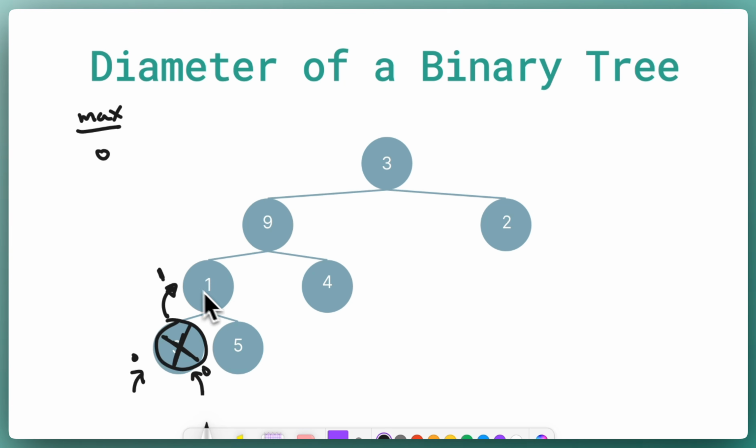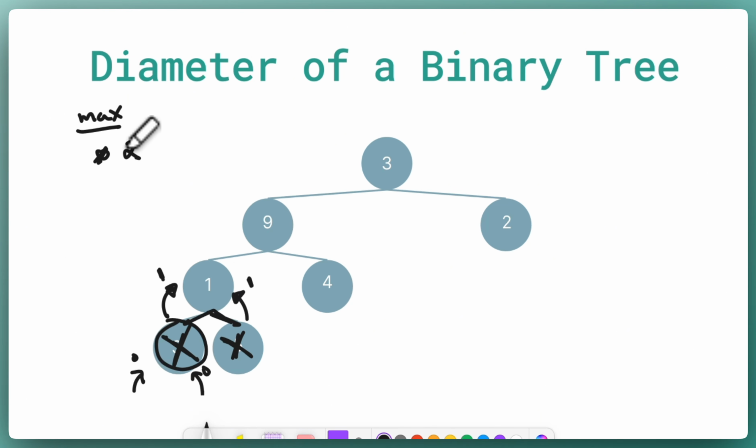And now node 1 has part of what it needs to calculate its own longest path. It also needs the height of its right subtree. So eventually this node will pass in its height right here. This is going to be 1. We're done with this node. Now node 1 has the height of both its left and right subtrees. So it's going to add the two together to get 2, which is just this path right here. Okay, so now the max path that we found so far is 2.